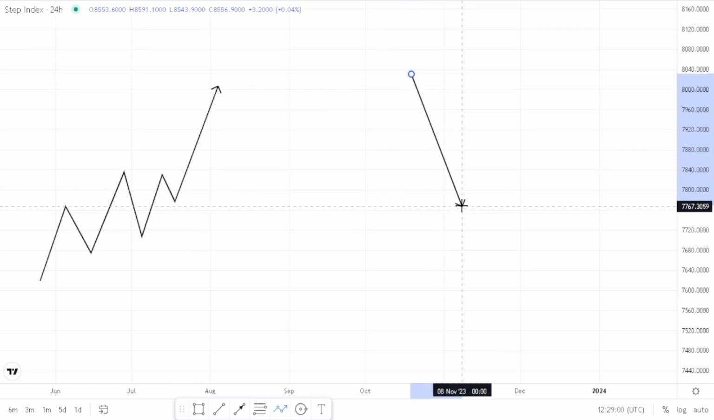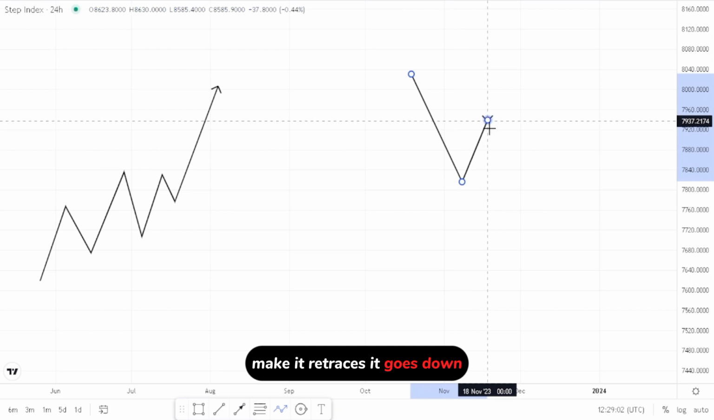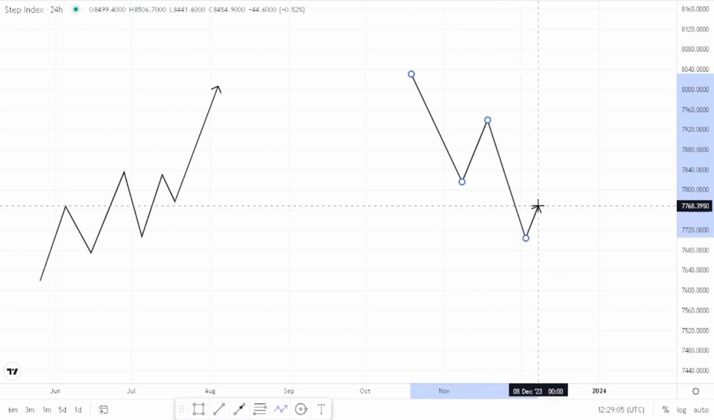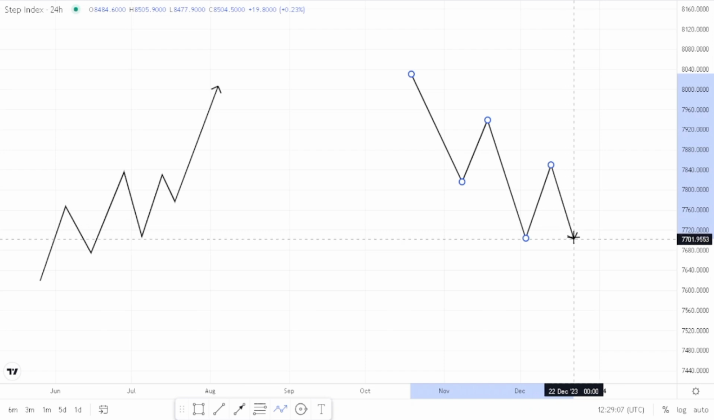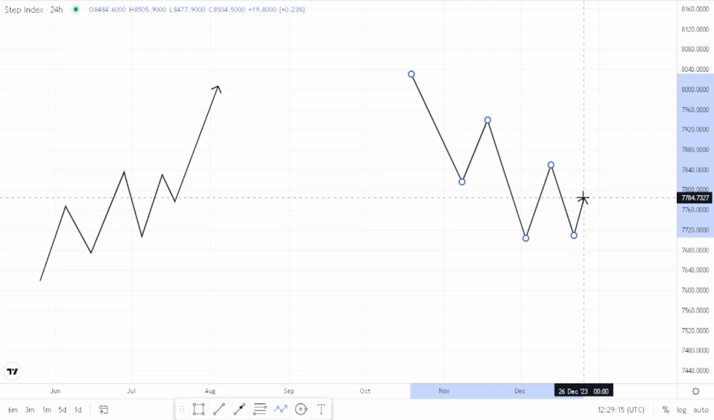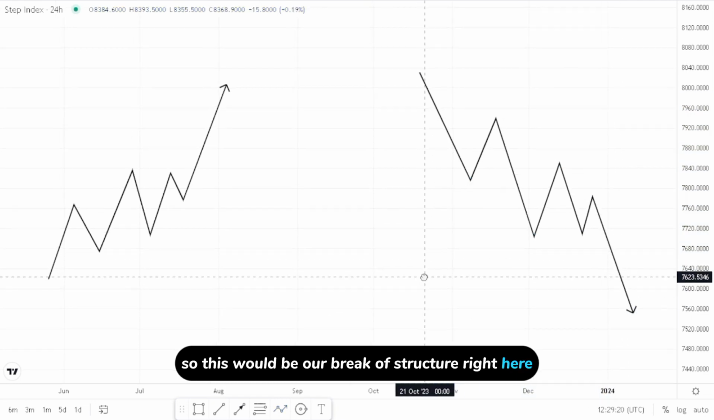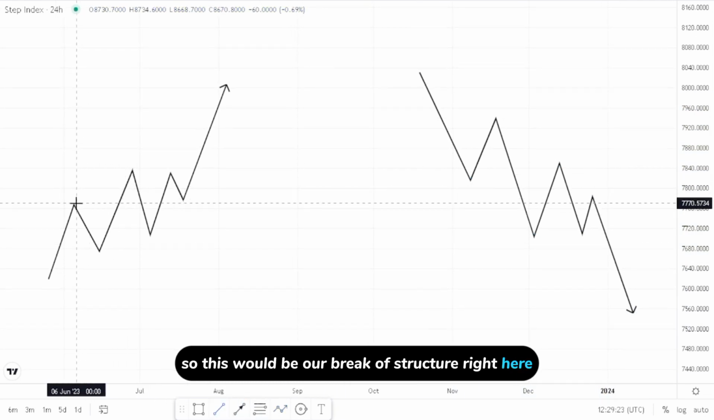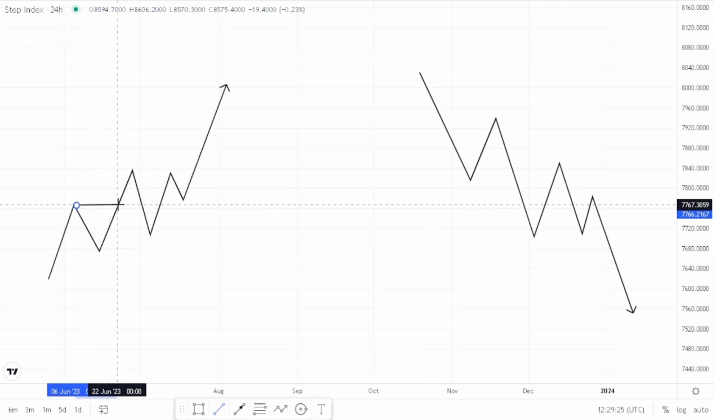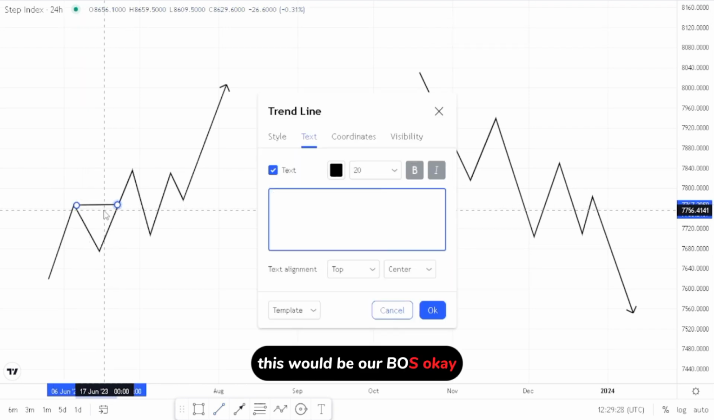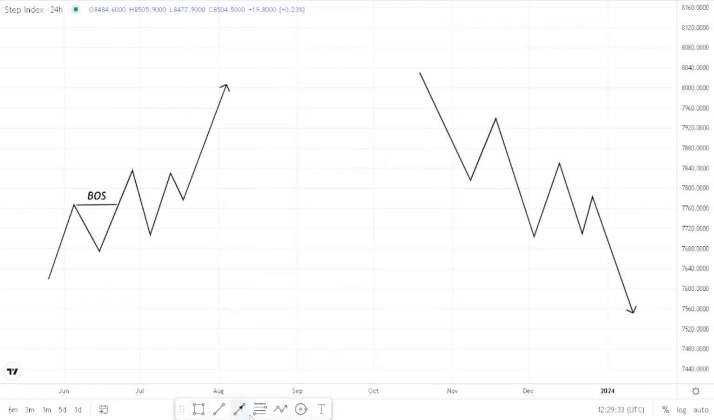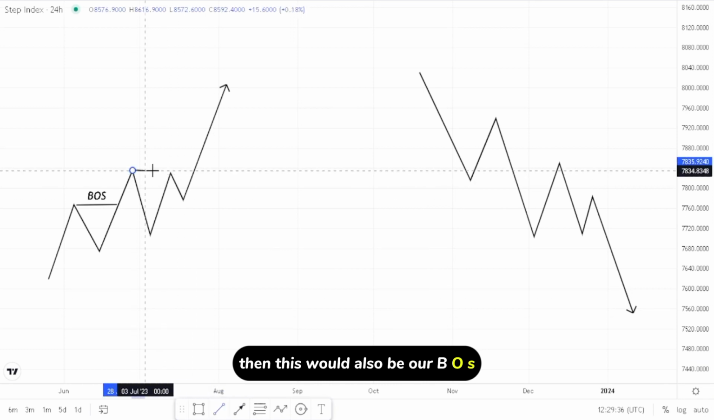Go down, market retraces, it goes down, then retraces, it goes down there, and then it traces back a bit and then goes down like this. So this would be our break of structure right here. We have marked, this would be our BOS. Okay, then this would also be our BOS.